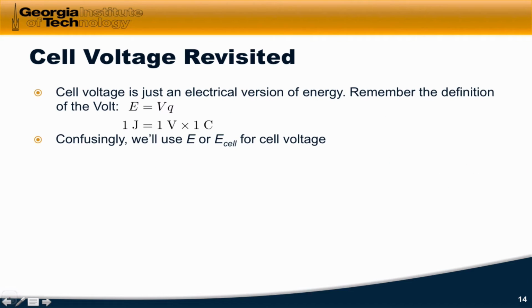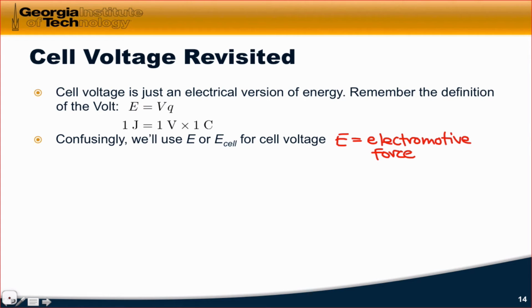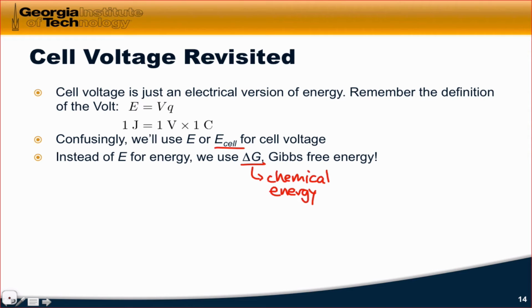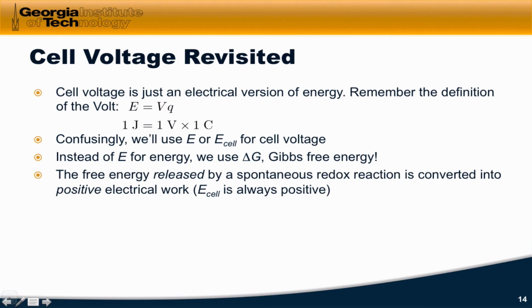Now, confusingly, instead of using V for voltage, we'll use E or Ecell for cell voltage, and the E is just meant to evoke electromotive force. This is what voltage is. It's the electrical force on a charge Q. Instead of using E to represent energy, we'll actually use delta G, Gibbs free energy, since our idea is to relate this, which is a chemical energy, back to Ecell, which, when taking into account the charge transferred, really amounts to an electrical energy. The free energy released by a spontaneous redox reaction is converted into positive electrical work.